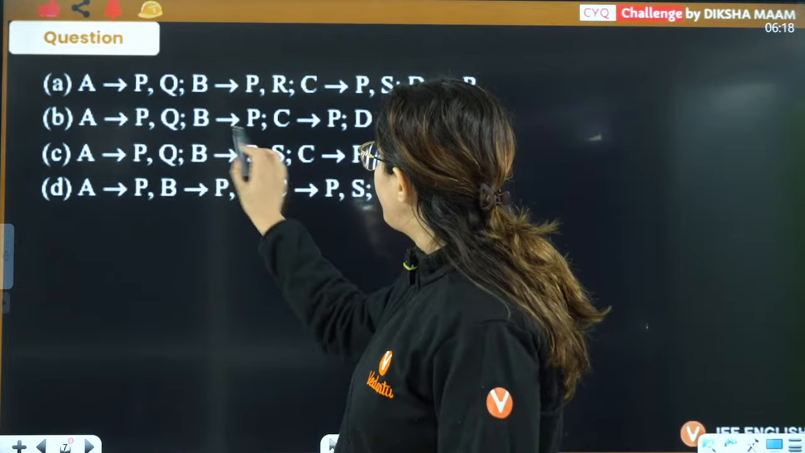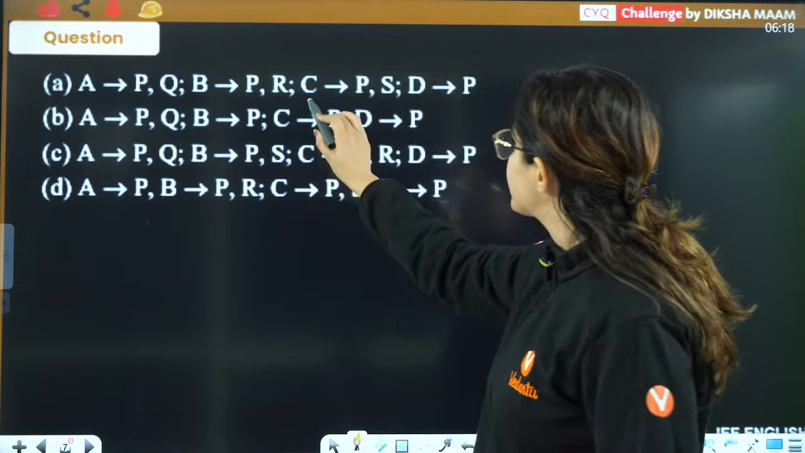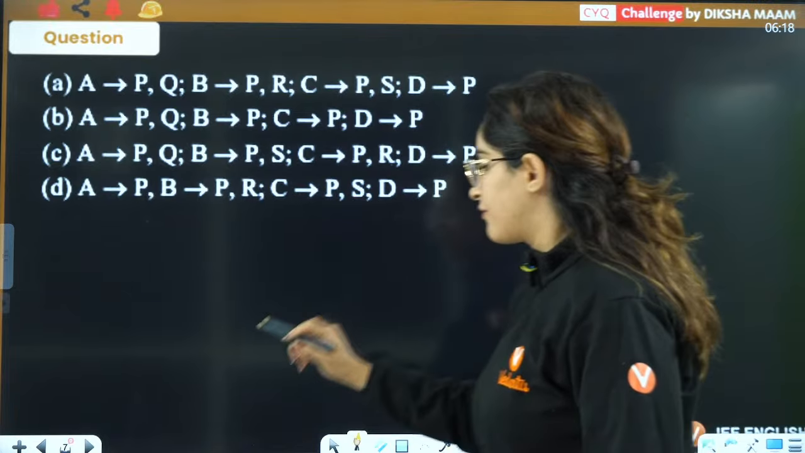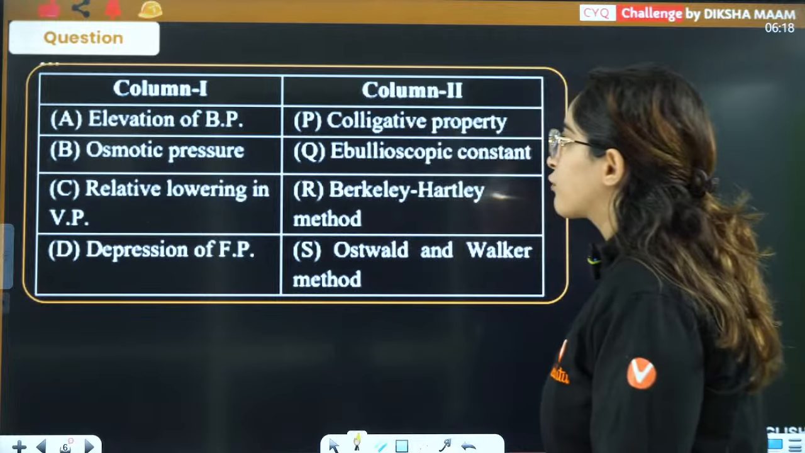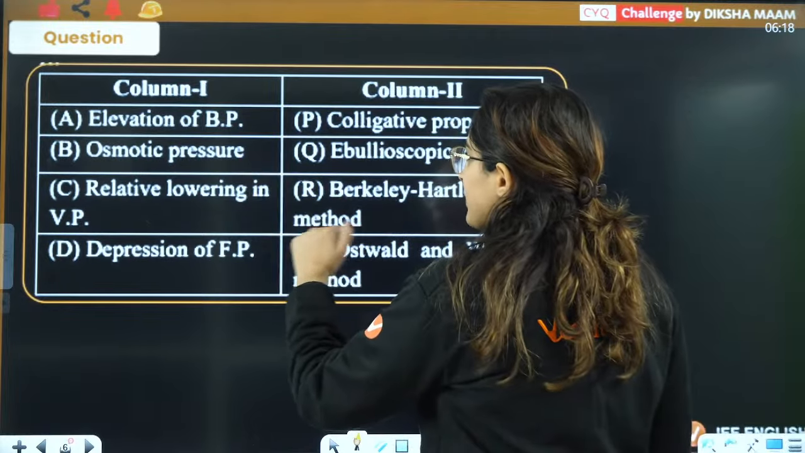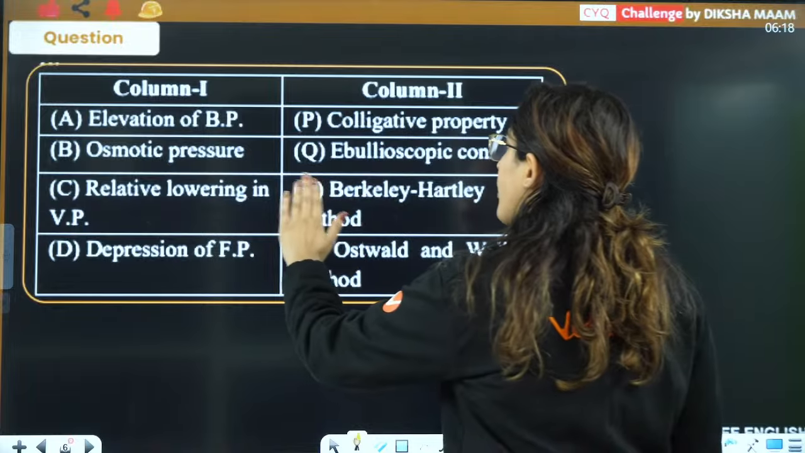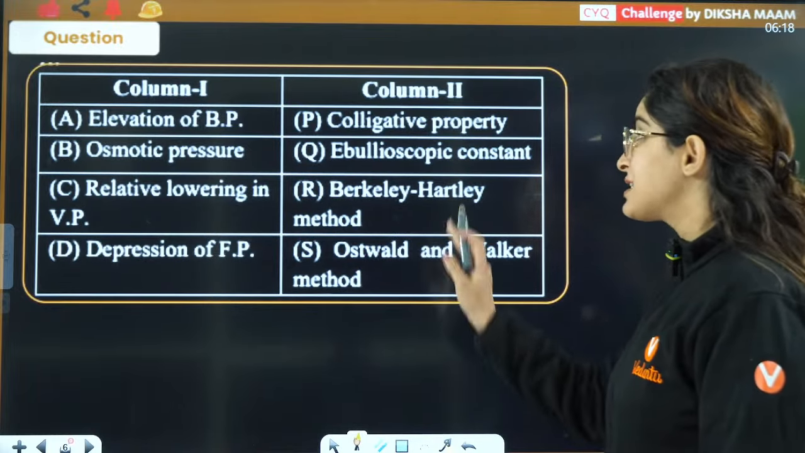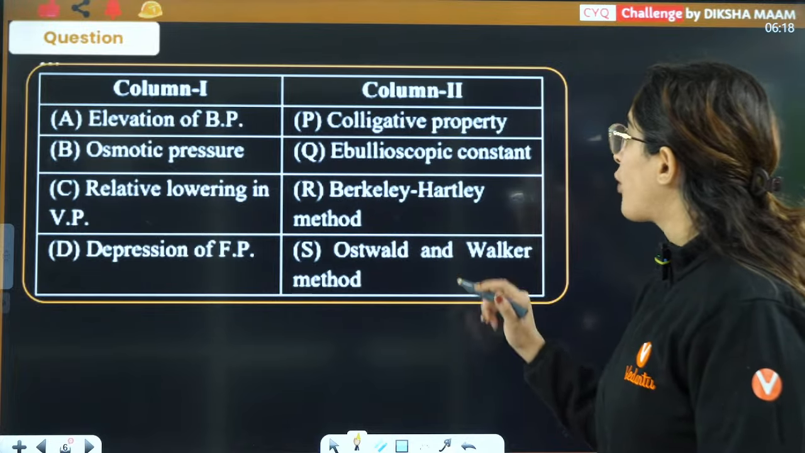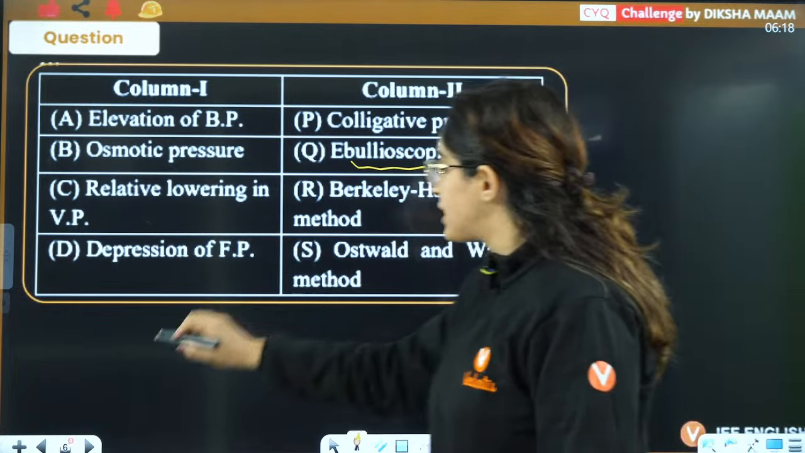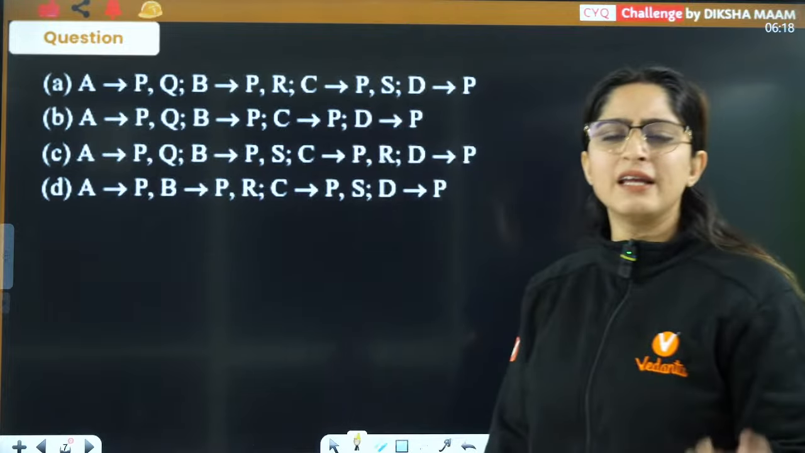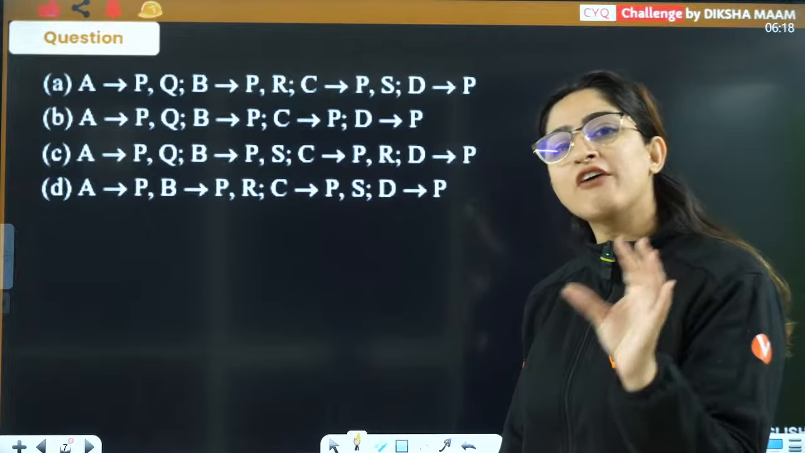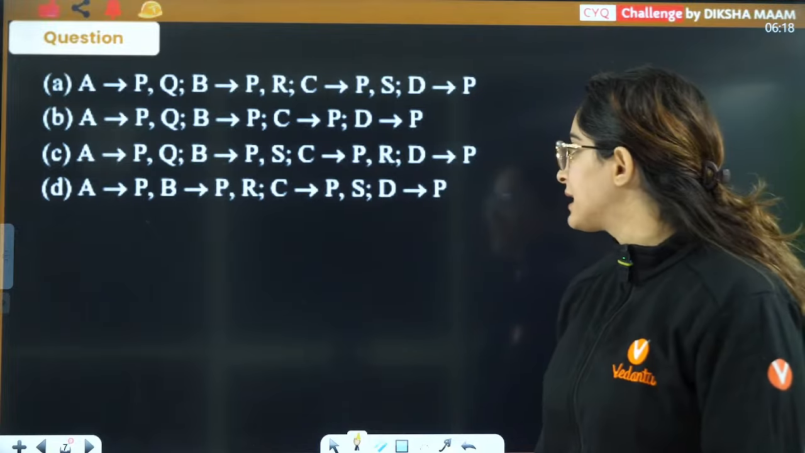AP, BP, here also BP is there, CP is also there in everyone, DP is also there in everything, right? Now let's calculate the other thing, osmotic pressure. If you talk about elevation in boiling point, that is the ebullioscopic constant. In elevation in boiling point, you have Kb, that is the ebullioscopic constant, right?